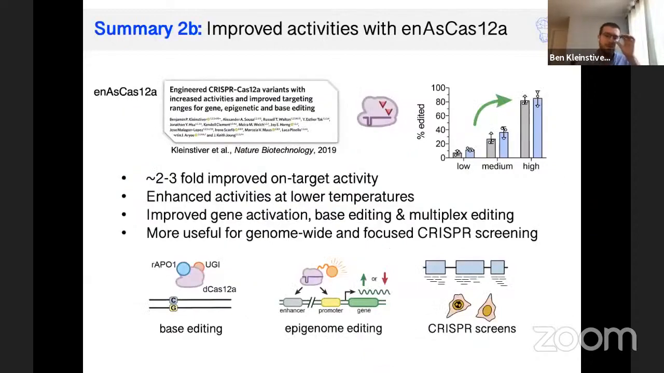So to summarize the work to improve the activities of different Cas molecules, we were able to engineer a version of Cas12a that had much higher on-target activity. In our paper, we showed that we could use this both for nuclease targeting, for base editing, and for epigenome editing. And then in follow-up work with collaborators and several other groups in the field, they're showing the utility of these proteins in other applications like CRISPR screens. So having a more active protein allows them to edit more efficiently across the genome.